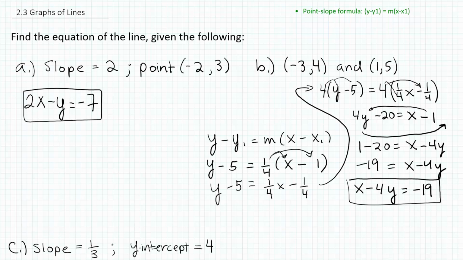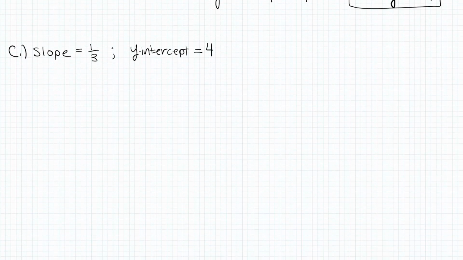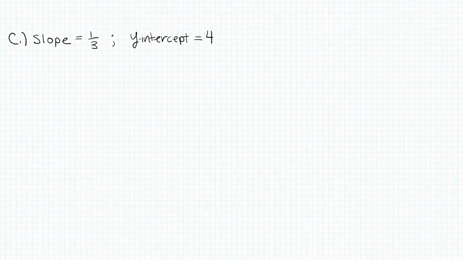All right, let's go ahead and tackle then example C, the last example then. So for example C, we have a slope and we have a y-intercept. So the slope is nice, but the y-intercept, the way they've written it, is not a complete point. So what we want to do is just turn that into a complete point.